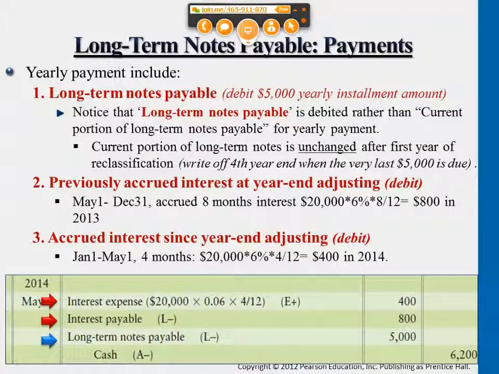So meaning that the very last year when it reaches this point, the entry would look like interest expense, interest payable, current portion of long-term notes. This happens the fourth year, the very last year of any problems, long-term notes payable. Very last year you'll be debiting, reducing current portion, and then this part becomes 0. But this only happens the very last year of each and every problem.